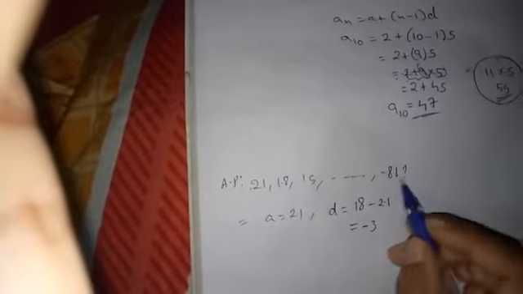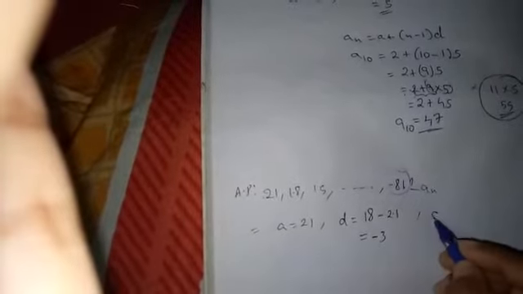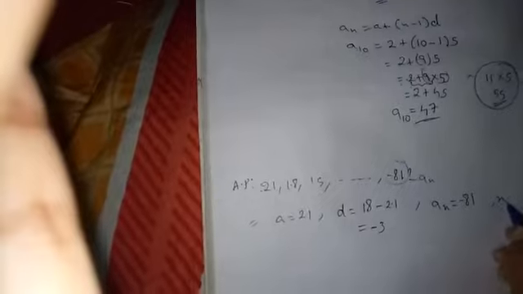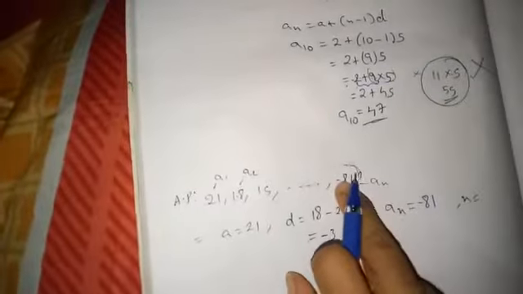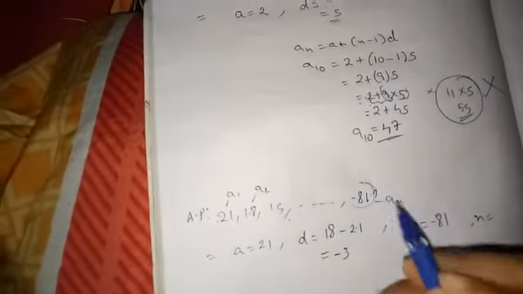Then this is the last term. They have given the last term. The last term is an. So we know an is minus 81. What you have to find? n. We know that this is the first term, this is second term, third term, etc. Then which term is minus 81? In between, numbers are missing, so we don't know which term it is. So we have to find that one. So n you have to find.